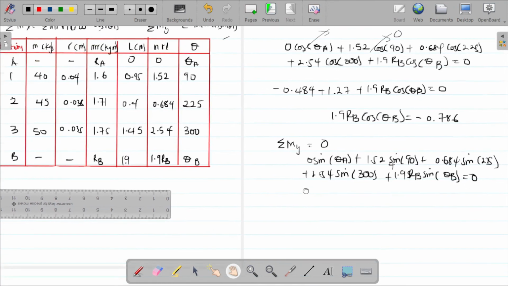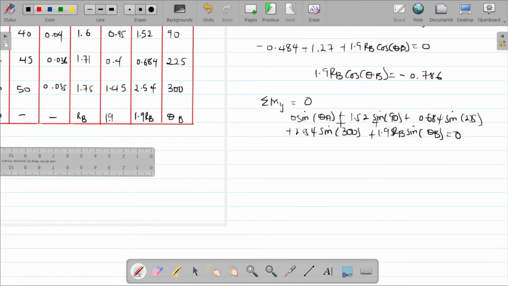Okay, so from here we have 1.52 to be equal to 1.163. So equation 1, equation 2.